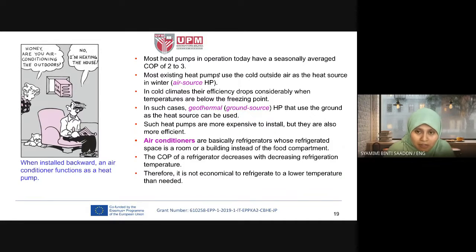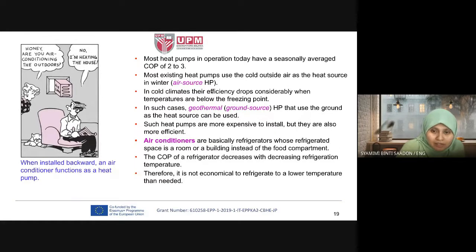Most heat pumps in operation today have a seasonally average coefficient of performance of 2 to 3. This is the conventional heat pump, with coefficient of performance around 2 to 3. Most existing heat pumps use the cold outside air as the heat source. So the environment outside will be the heat source to the heat pump, to the heater.